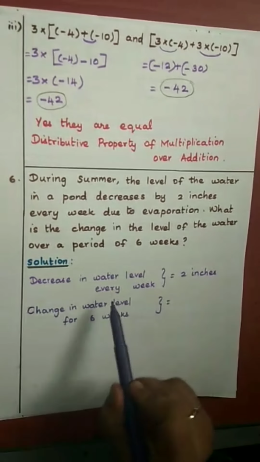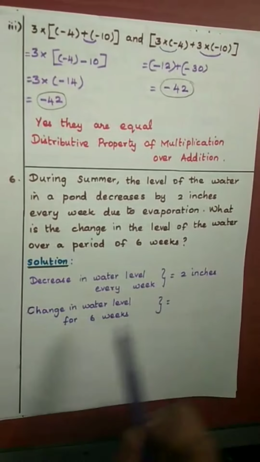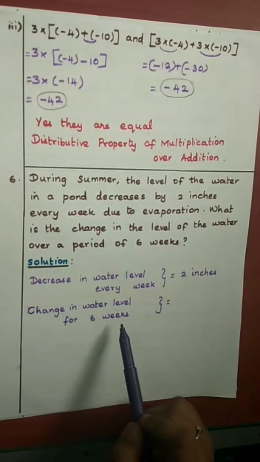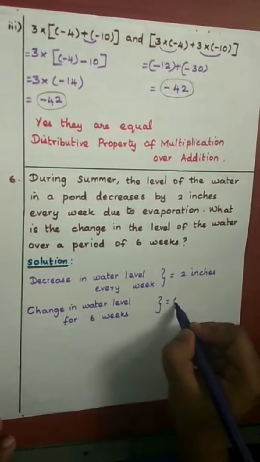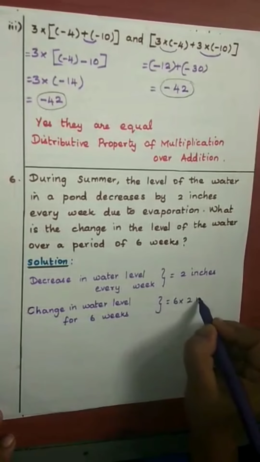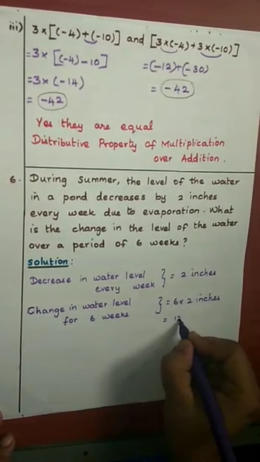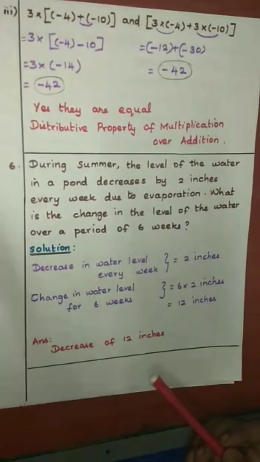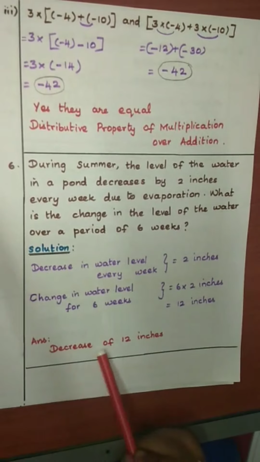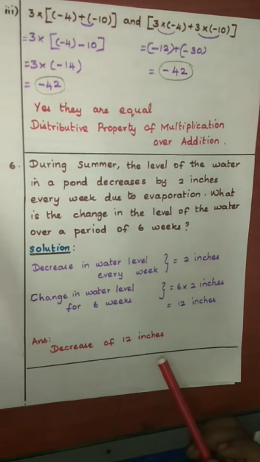Decrease in water level every week is equal to 2 inches. Change in water level for 6 weeks is equal to 6 into 2 inches. That is 12 inches. Answer: decrease of 12 inches.